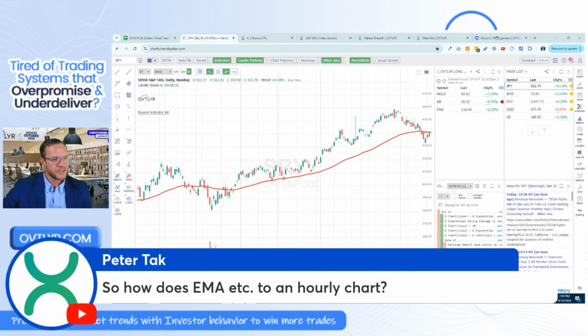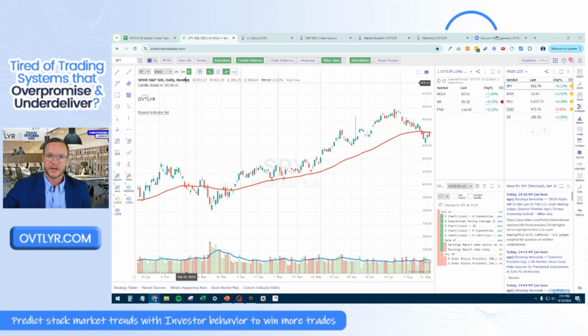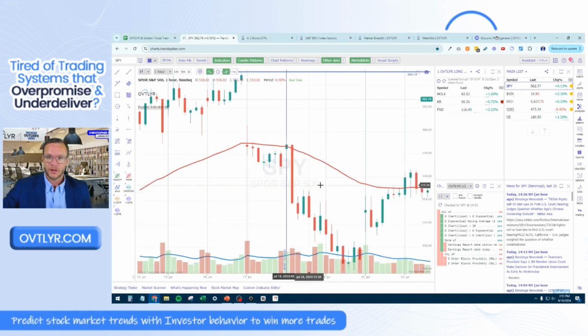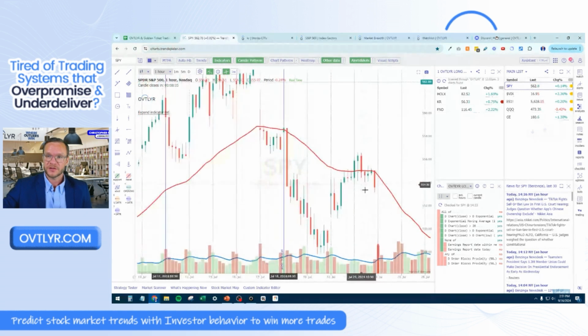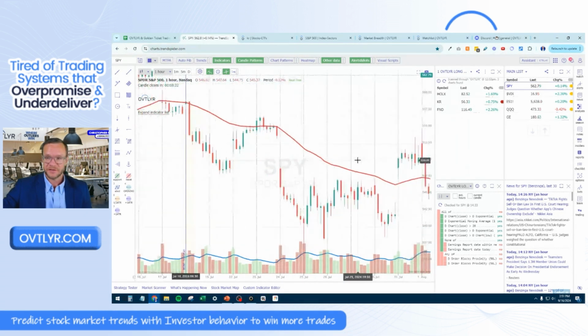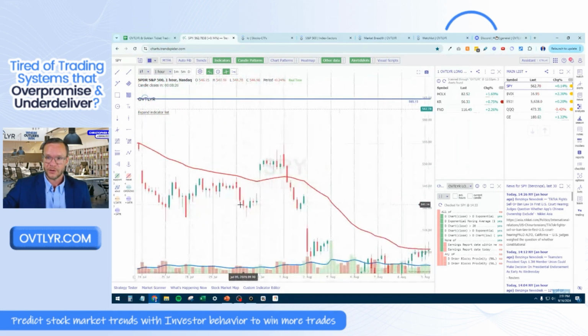Peter asks, so how does EMA work on an hourly chart? It's the same thing, right? We can go to an hourly chart, right? It's still looking at the last 50 hours of data, each candle being 1 hour.